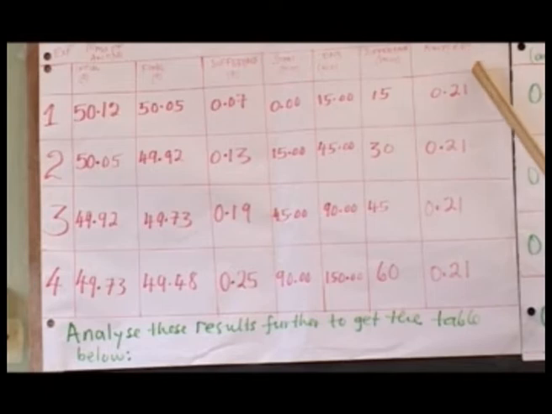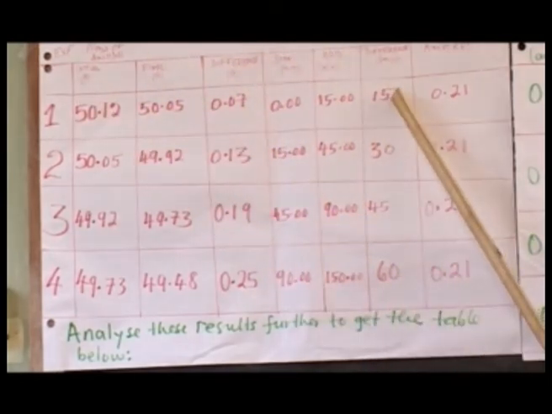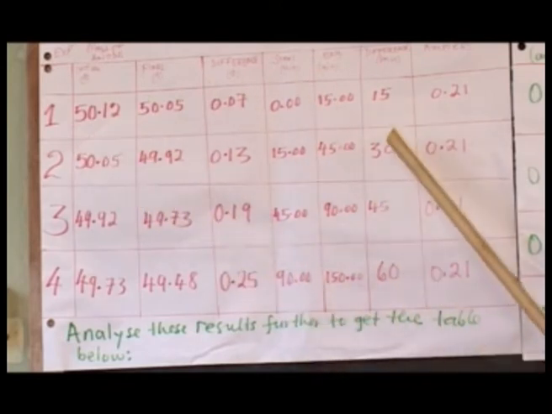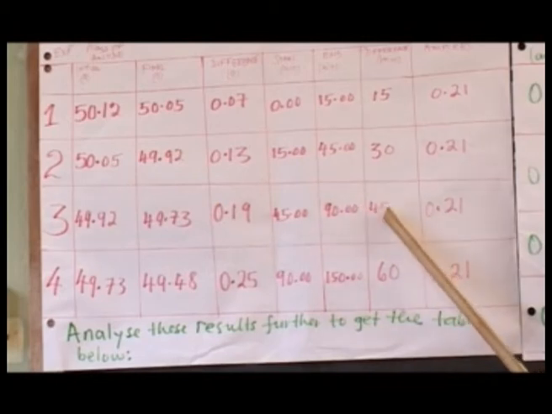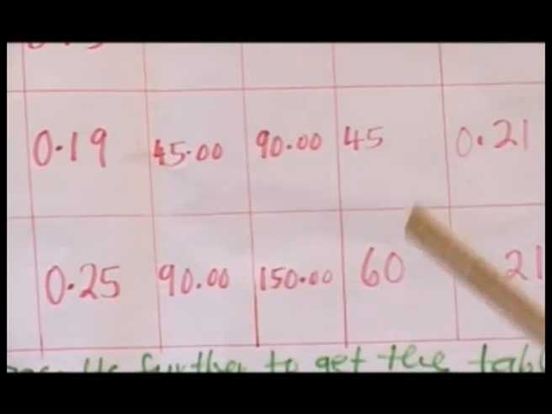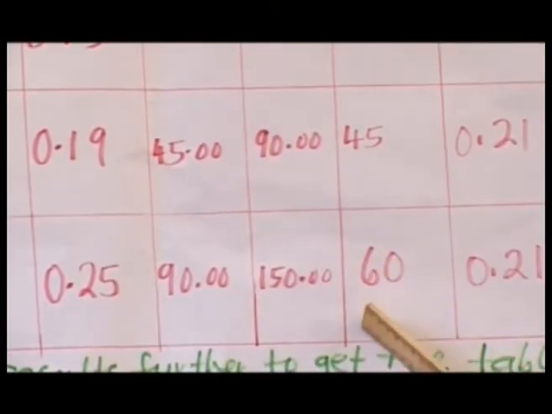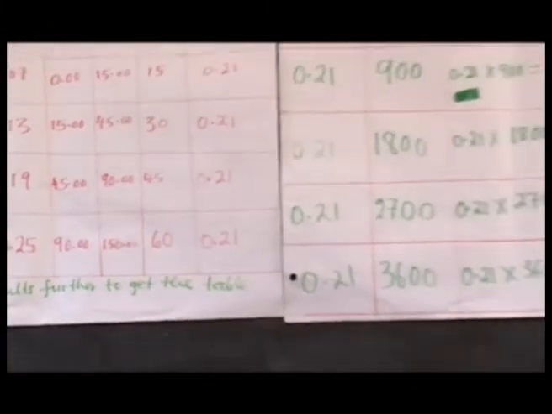Each time we had been maintaining a current of 0.21 in all the 4 experiments. The first experiment took 15 minutes. The second experiment took an extra 15 minutes to have 30 minutes. The third experiment, an extra 15 minutes to have 45 minutes. And the fourth experiment took another 15 minutes to reach 60 minutes, which means our experiment has taken a total of 60 minutes at 15 minute intervals.